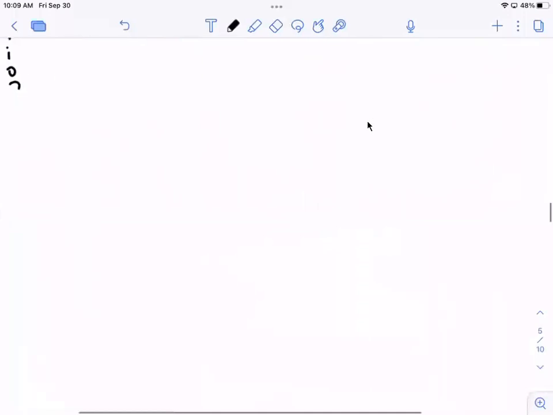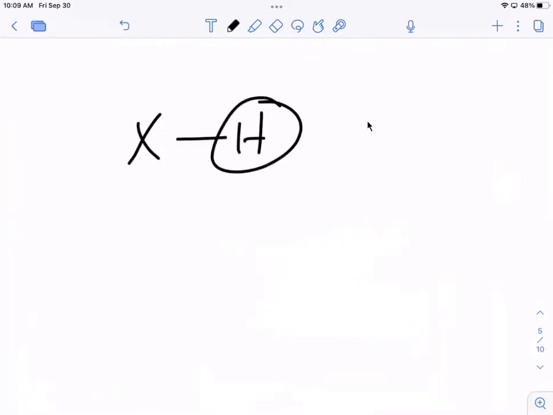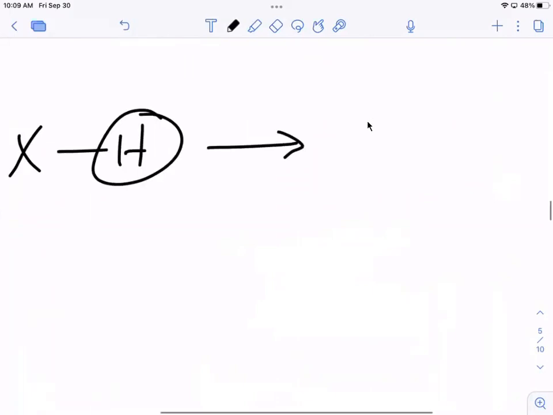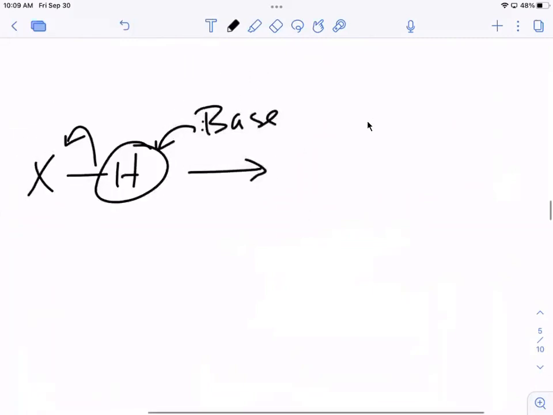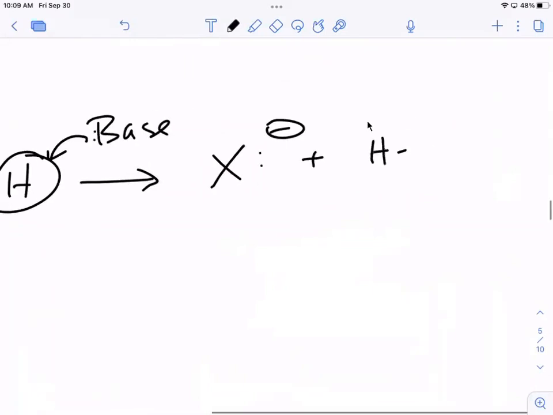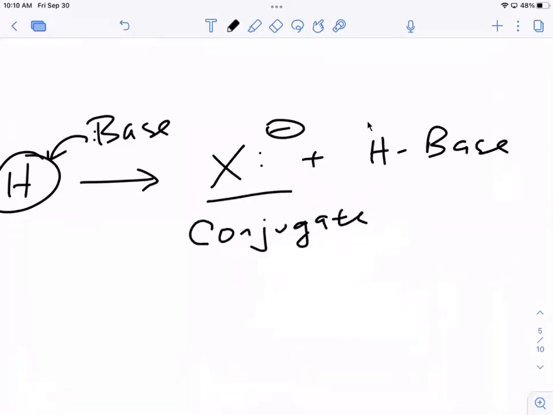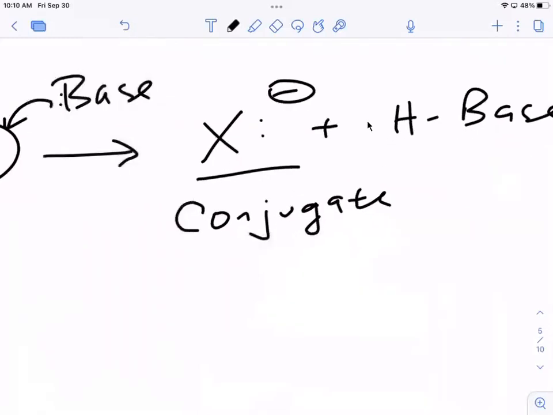So for any acid, let's just say, where this is the acid. If I lose this proton by bringing in the base, and I take that proton off and I give those electrons back to X, right? This is the conjugate base. And this is what matters. This is what will tell me if the acid is going to be a strong acid or a weak acid.